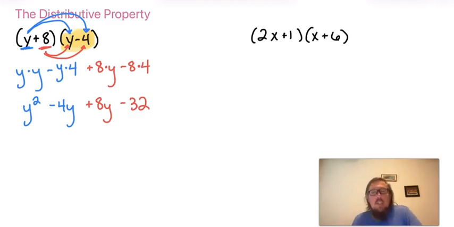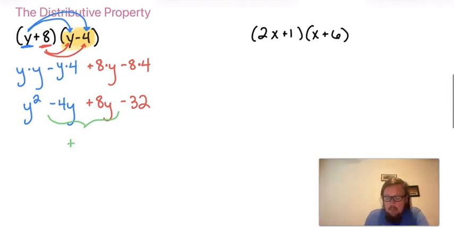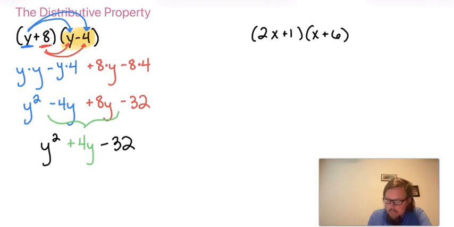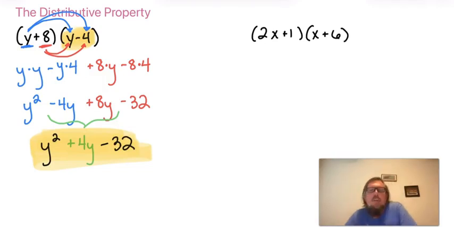Now, the last thing we do is we look to see if there are any terms that we can combine, and there are. We've got two terms that both have a y in them. We've got a negative 4y and a plus 8y, and negative 4 plus 8 is a positive 4, so positive 4y. So we have y squared plus 4y minus 32, and that is our final answer. So even though it's two terms multiplied by two terms, it is still at its heart a distributive property problem.